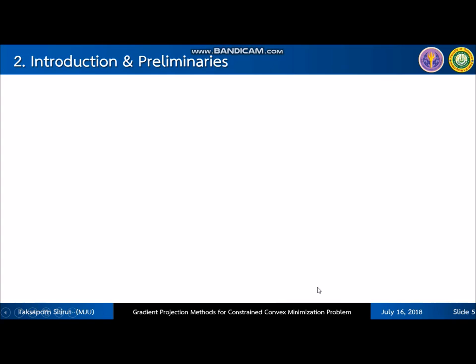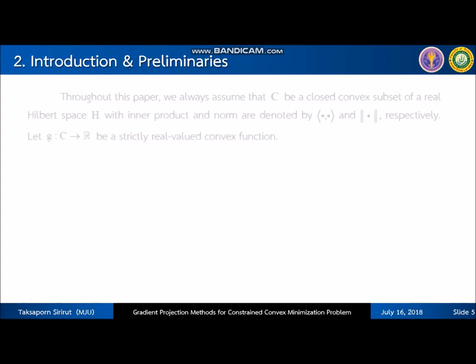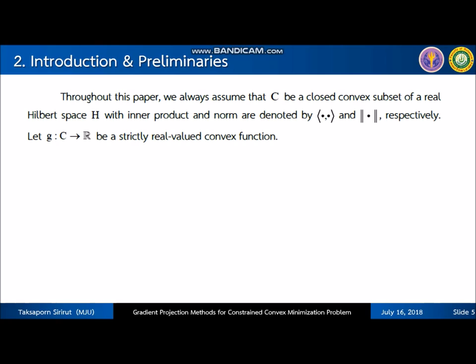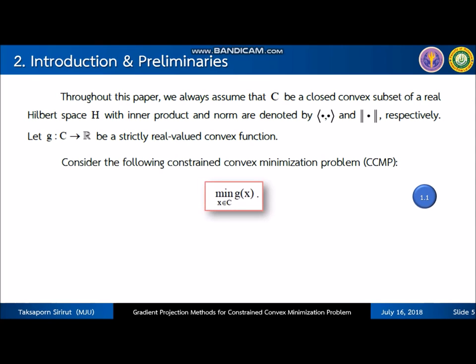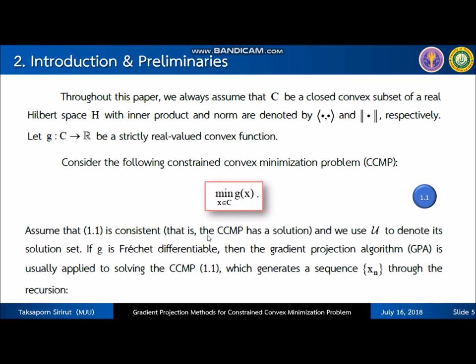Next, I will present the introduction and preliminaries. In this paper, we always assume that C is a closed convex subset of a real Hilbert space H, and let g be a strictly real-valued convex function. Now, we consider the following constraint convex minimization problem: minimize g(x) over x in C, and assume that this problem has a solution. If g is differentiable, the gradient projection algorithm is usually applied to solving the constraint convex minimization, which generates a sequence xn through the recursion.